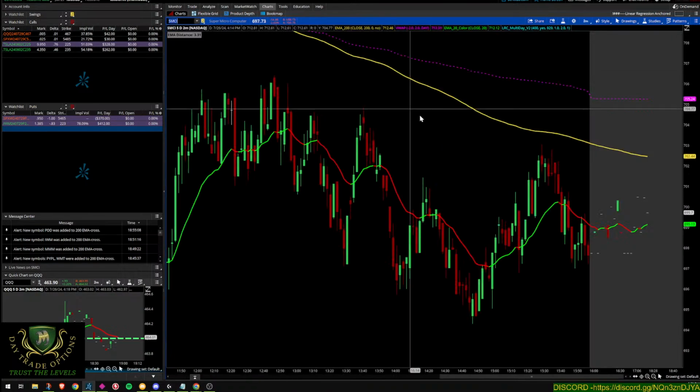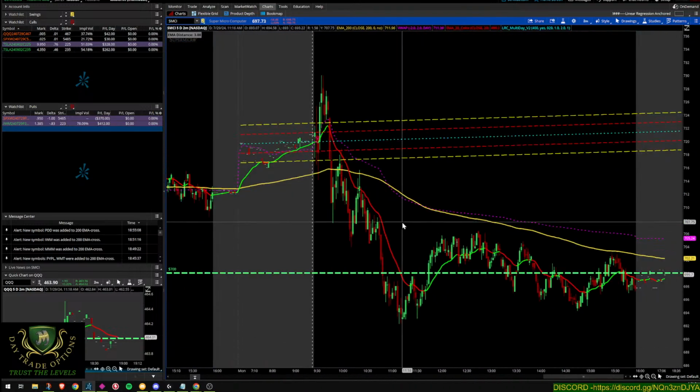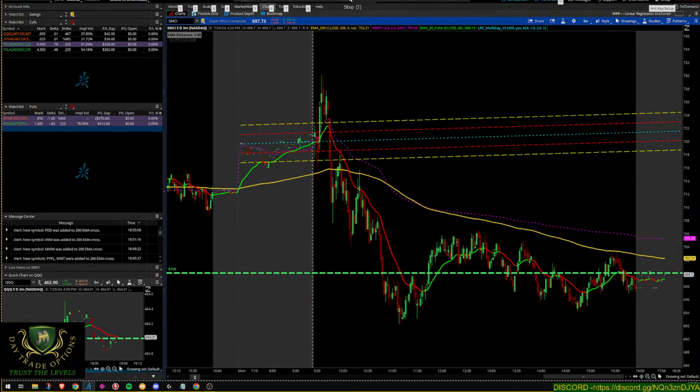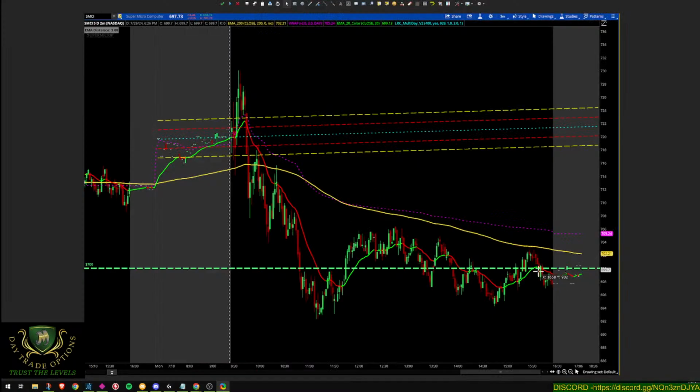So SMCI was one I was looking at today, and I didn't catch it right here. This would have been a good entry. It's been a little choppy, almost like the volume is a little off right now. In the past, you'd have much cleaner candles. It has been very, very wicky. But this was the trade, not this one.